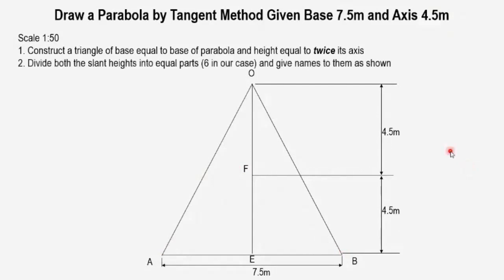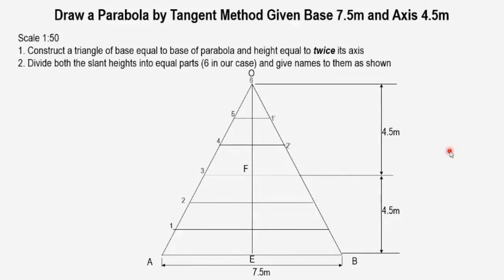After this, divide both the slant heights into equal parts. The slant heights are OA and OB. We divide these two slant heights in equal parts. I'm doing it in 6 parts. You can do any number of parts, but not less than 5.